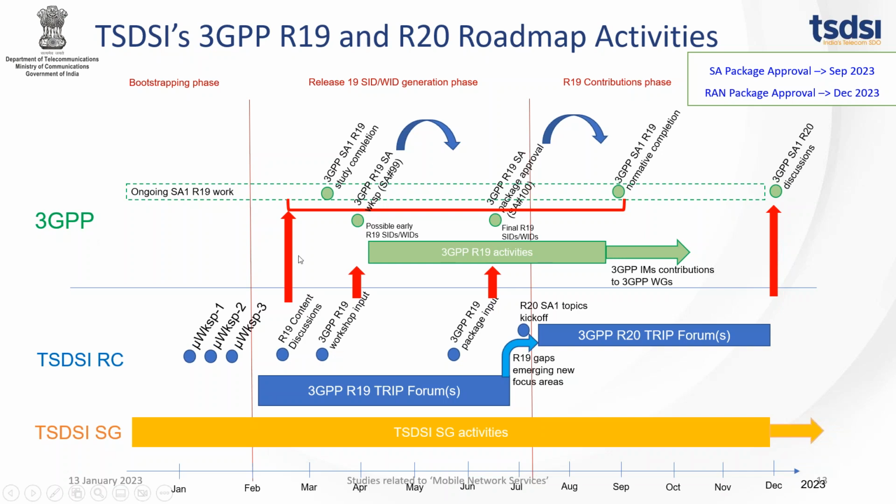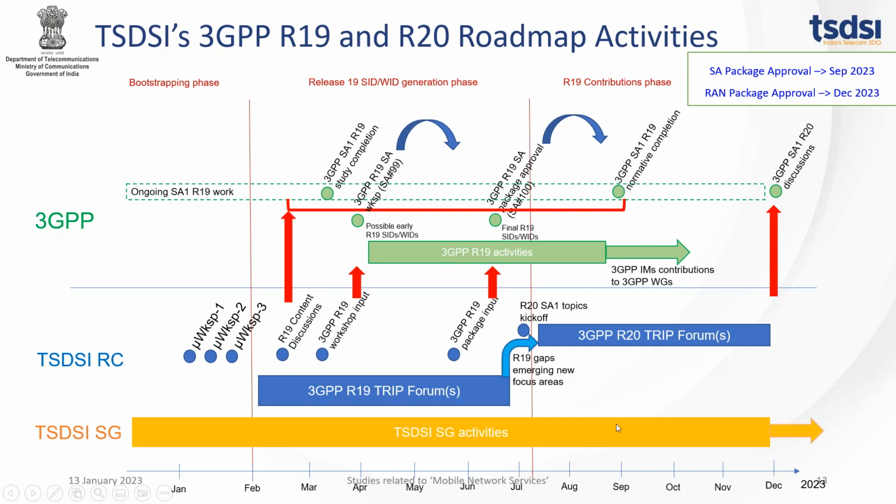To facilitate all these contributions, the TSDSI Roadmap Committee is organizing 3 workshops, workshop 1, 2, and 3, with the first one being in this list. This is followed by something called the TRIP forum. TRIP is the Technical Roadmap Item Proposal Forum, which will be discussing all these contributions to SA1. We will start with the Release 19 content discussions, the workshop inputs, the package inputs, etc. And from a roadmap point of view, this Release 19 work will be completed as and when your package approval is finalized. Then we will start discussing the Release 20 study items. So this is how the entire roadmap committee is placed.